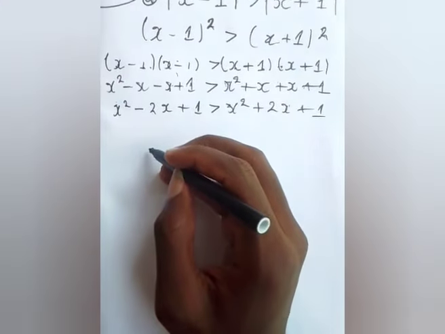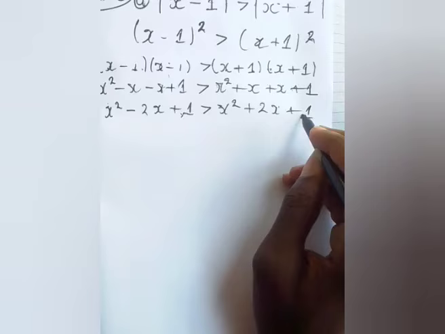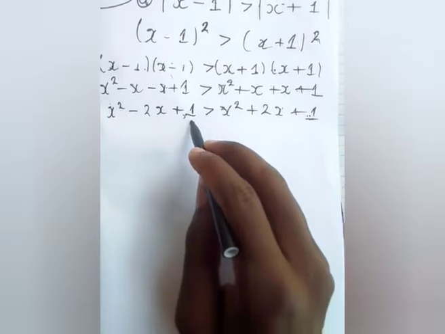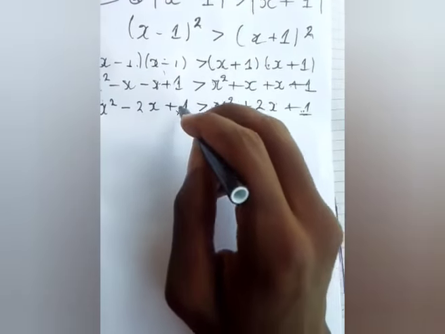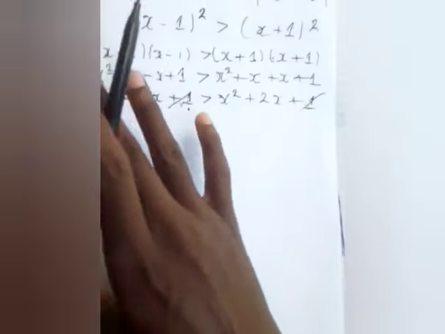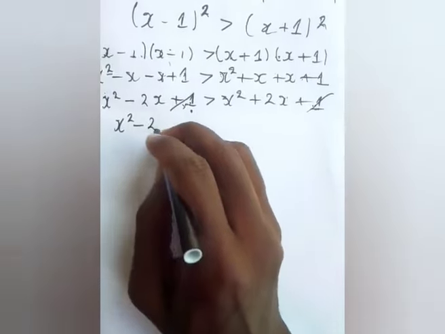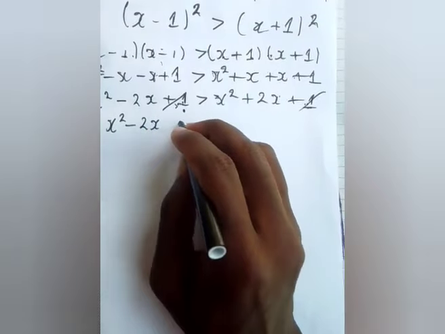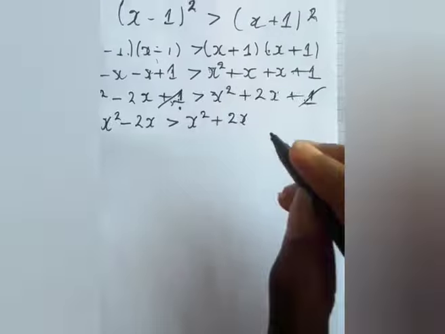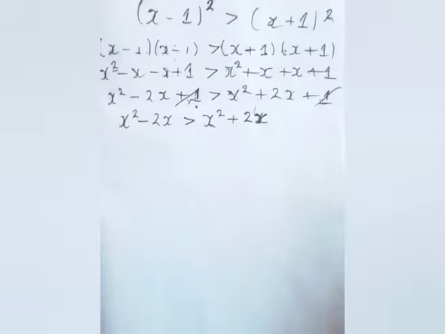Okay, so this one is going to cancel with this one here. Why? Because if I were to take 1 on this side, it's going to be negative 1, which is going to cancel positive 1. So you can just cancel those which are corresponding, having the same figures and same signs. So eventually we end up with x power 2 minus 2x less than x power 2 plus 2x. This is 2x. Right. Now it's the time for you to solve.